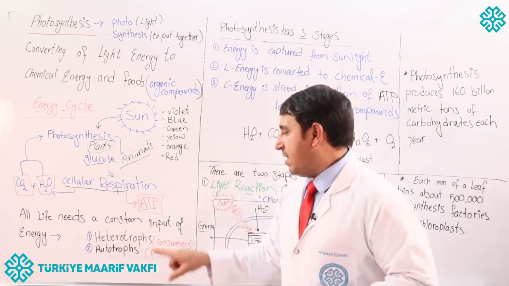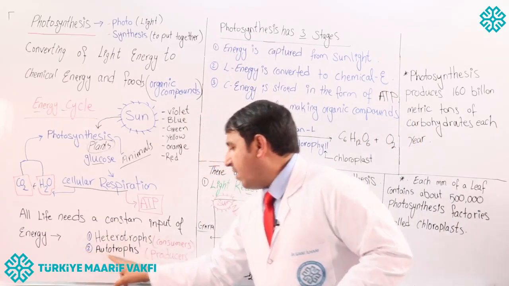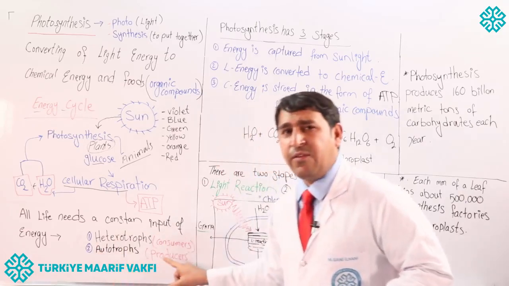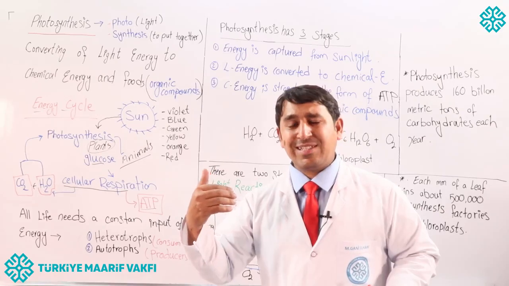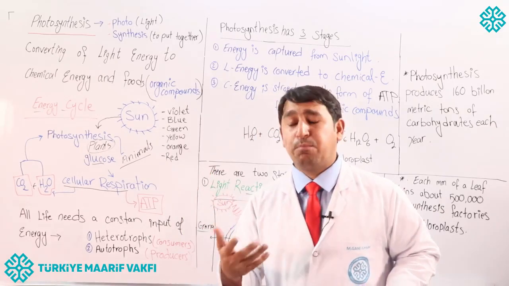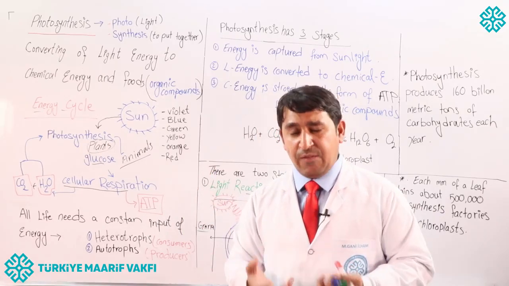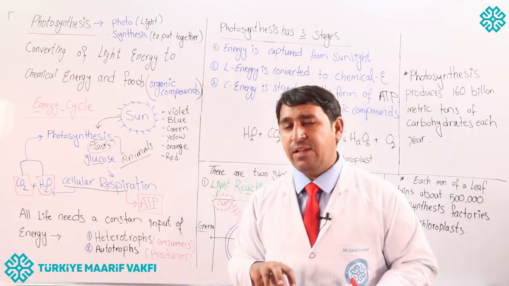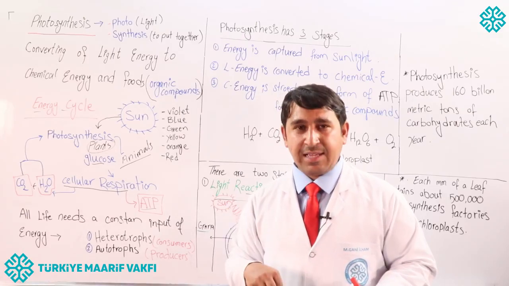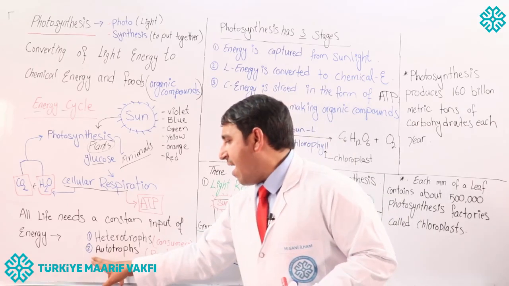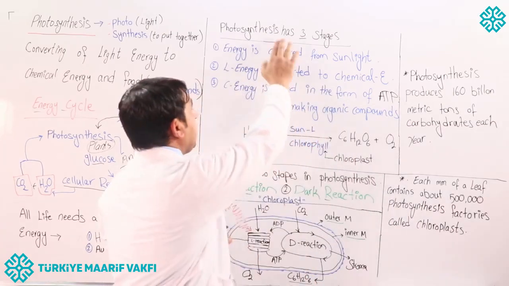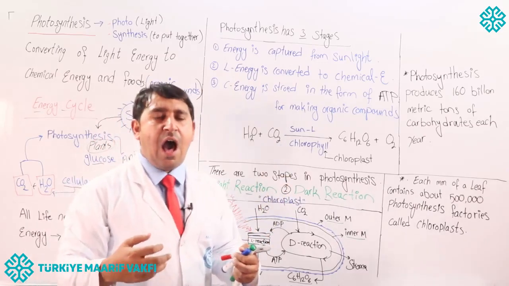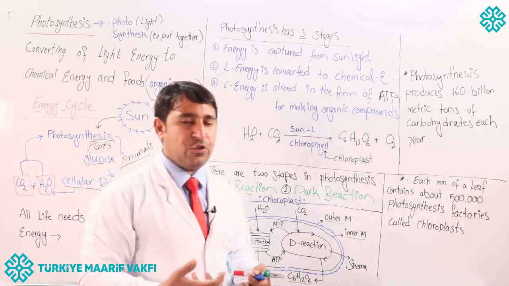Now we are coming to photosynthesis. This photosynthesis occurs in autotrophic living organisms like plants, photosynthetic bacteria, and blue-green algae, the living organisms which have chloroplasts in their cells. So they are called autotrophs. Now we are coming to how many steps there are in photosynthesis.